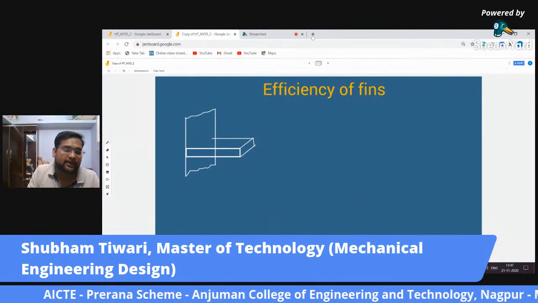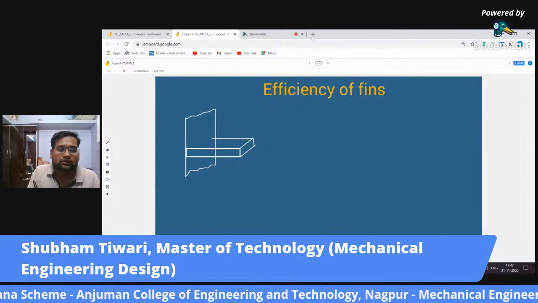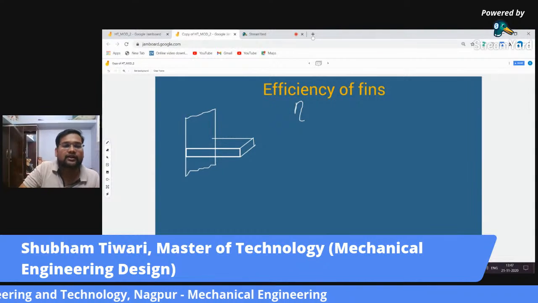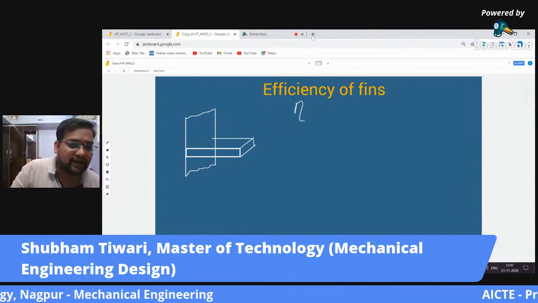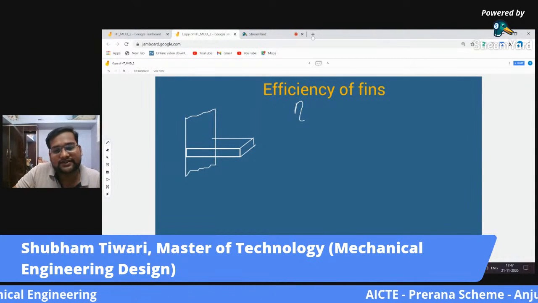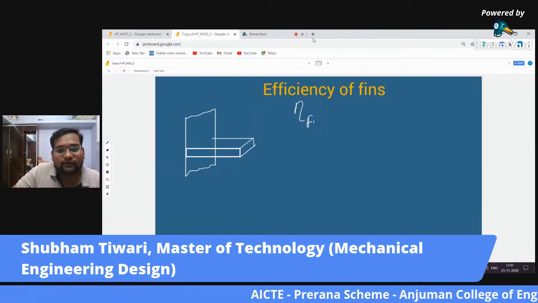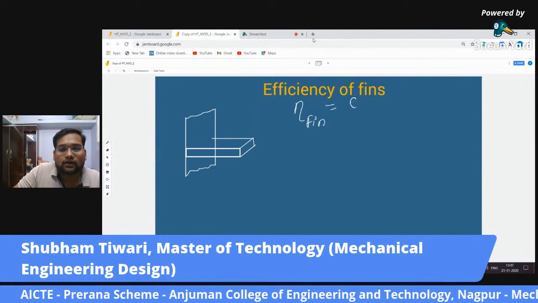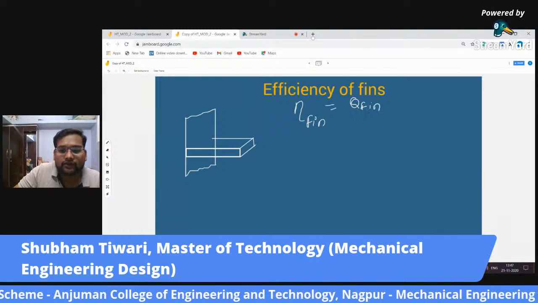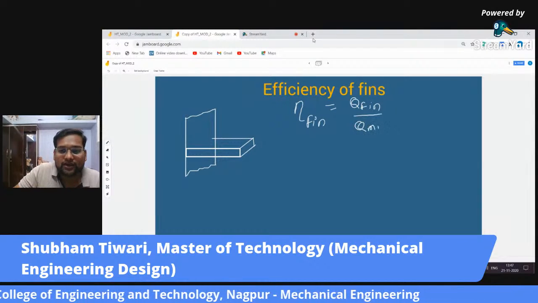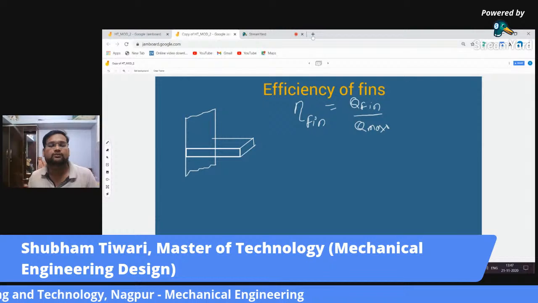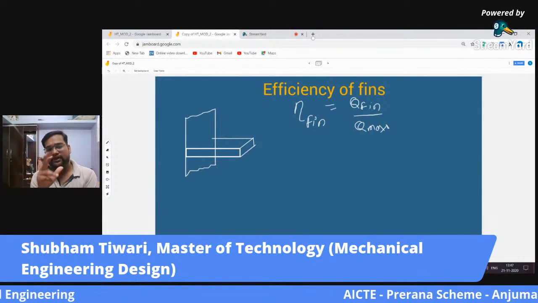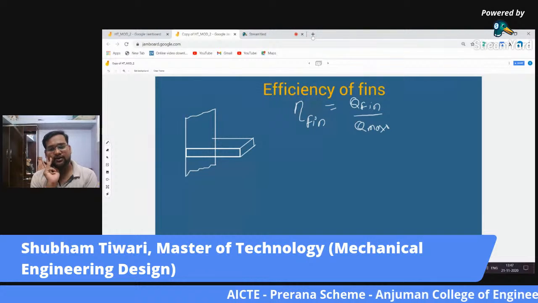Now, efficiency of a fin. We know that efficiency is always denoted by the Greek letter eta. This is the standard procedure for denoting efficiency, and it is given by the heat transferred through the fin divided by the maximum heat that this fin can transfer. So what possibly can be the maximum heat that the fin can transfer? Let us see.